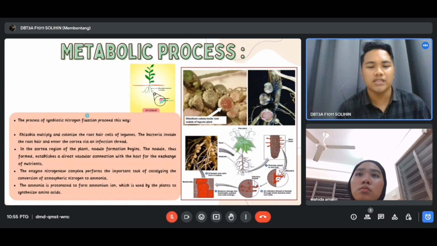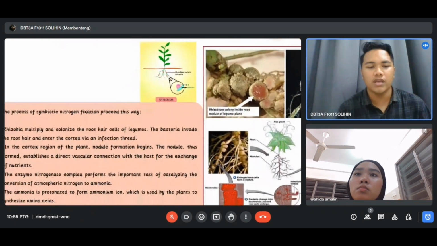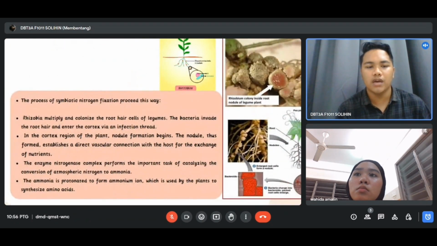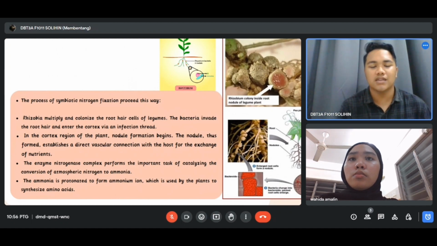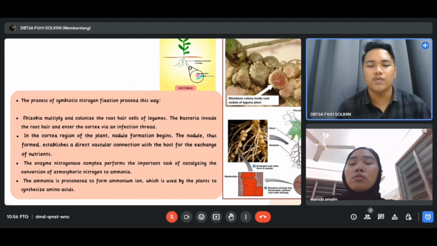In this process, first Rhizobia multiply and colonize the root and cell of legume, and the bacteria invade the root hair and enter the cortex via an infection tree. In the cortex region of the plant, nodule formation begins, the nodule forms, and they establish a direct vascular connection with the host for the exchange of nutrients.